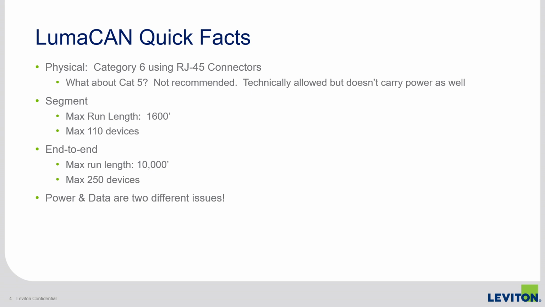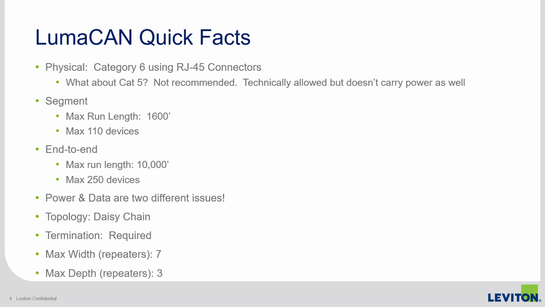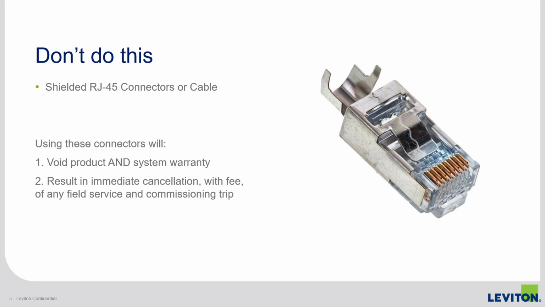So how are devices connected together? Well, they really follow a daisy chain style topology, and I'll show you a picture of what that looks like here in a minute. Termination at either end of the network is required, and we provide termination plugs that basically get installed in every unused LumaCAN RJ45 connector on your network, and on any network you should have two, one at each end. Max width of repeaters is 7 and the max depth is 3. So that means you could go 7 floors deep and 3 repeaters wide on every floor and use that entire network, again, all within the segment and the end-to-end requirements.